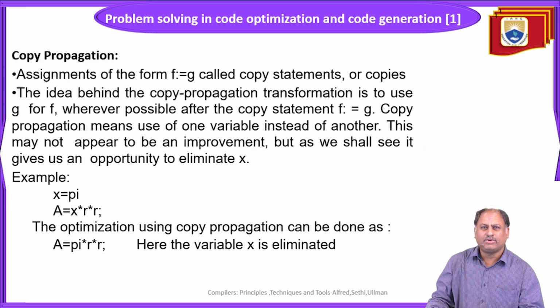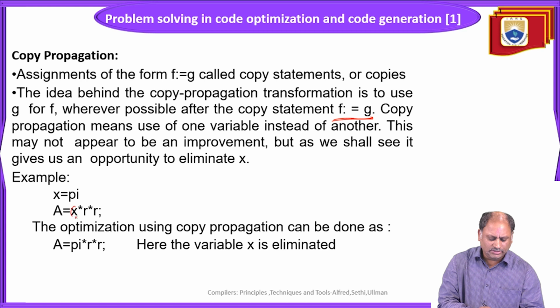Another example is copy propagation. In copy propagation, instead of writing the variable name, we use a copy statement, suppose f equal to g. So instead of one variable, we can write another variable, so that we eliminate repetition. For example, the variable x is used, that is pi. So x equal to pi, a equal to x star r star r.